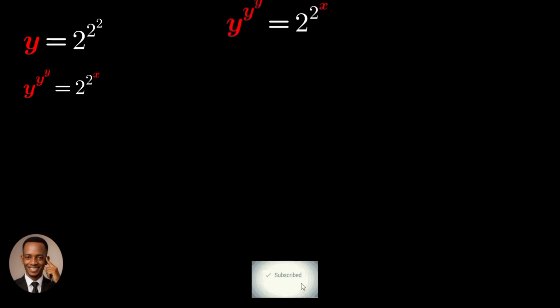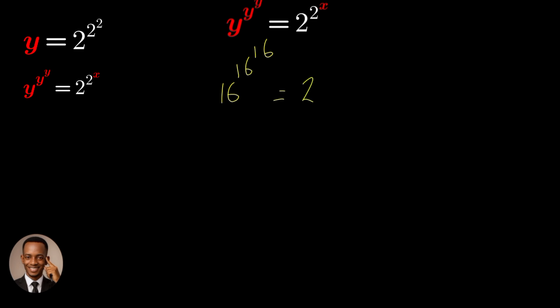Now let us use that direct substitution to break this equation down. Instead of having y, we're going to have 16. So we write 16 to the power of 16 to the power of 16 equals 2 to the power of 2 to the power of x. But this even looks very scary. How can we solve this and get x? Don't forget, we are still going to be using algebraic manipulation, which is using the basic laws of indices.